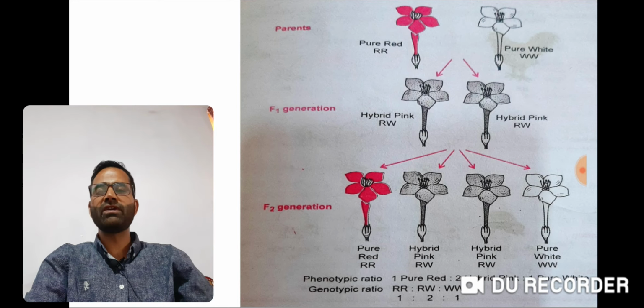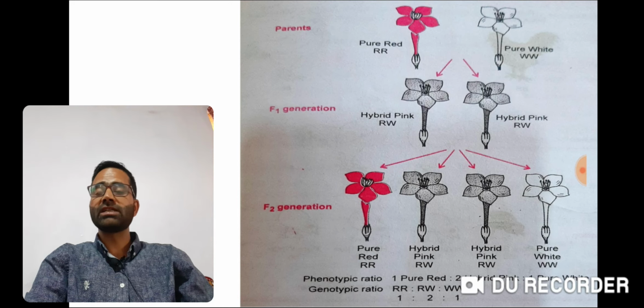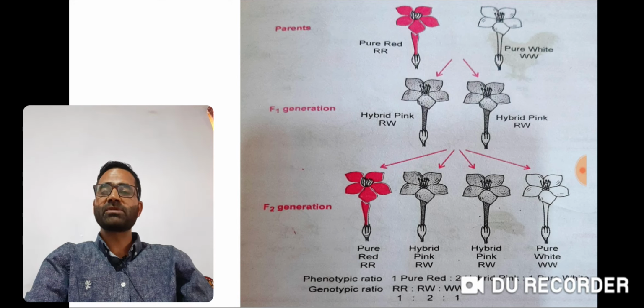And when these F1 pink colored flowered plants are allowed to go for self-pollination, three types of plants are produced in the F2 generation in the ratio of 1:2:1. That is 1 red, 2 pink, and 1 white.